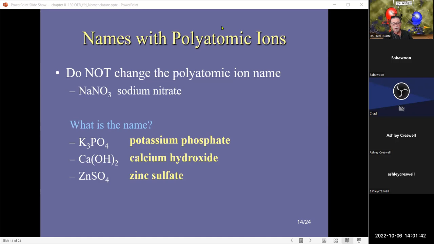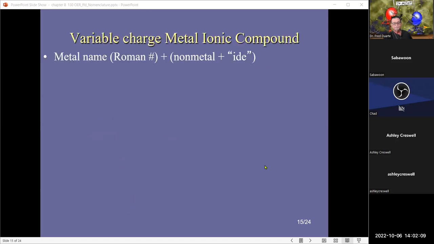And furthermore, mix and match. I could easily make potassium hydroxide, potassium sulfate, calcium phosphate, or calcium sulfate, and the same with zinc: zinc phosphate, zinc hydroxide, etc. Plus all the others that we talked about so far. So we're building up quite a bit of a database of chemical names.